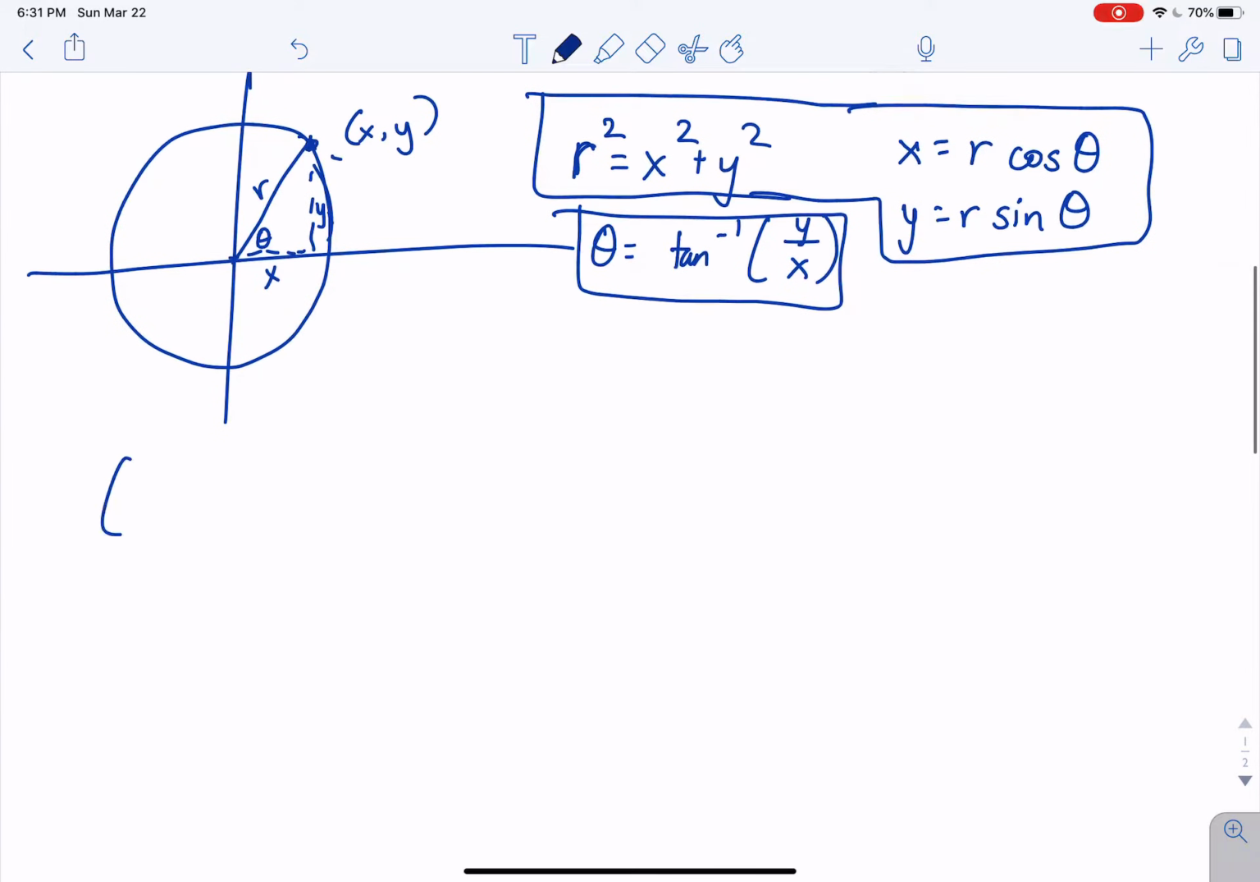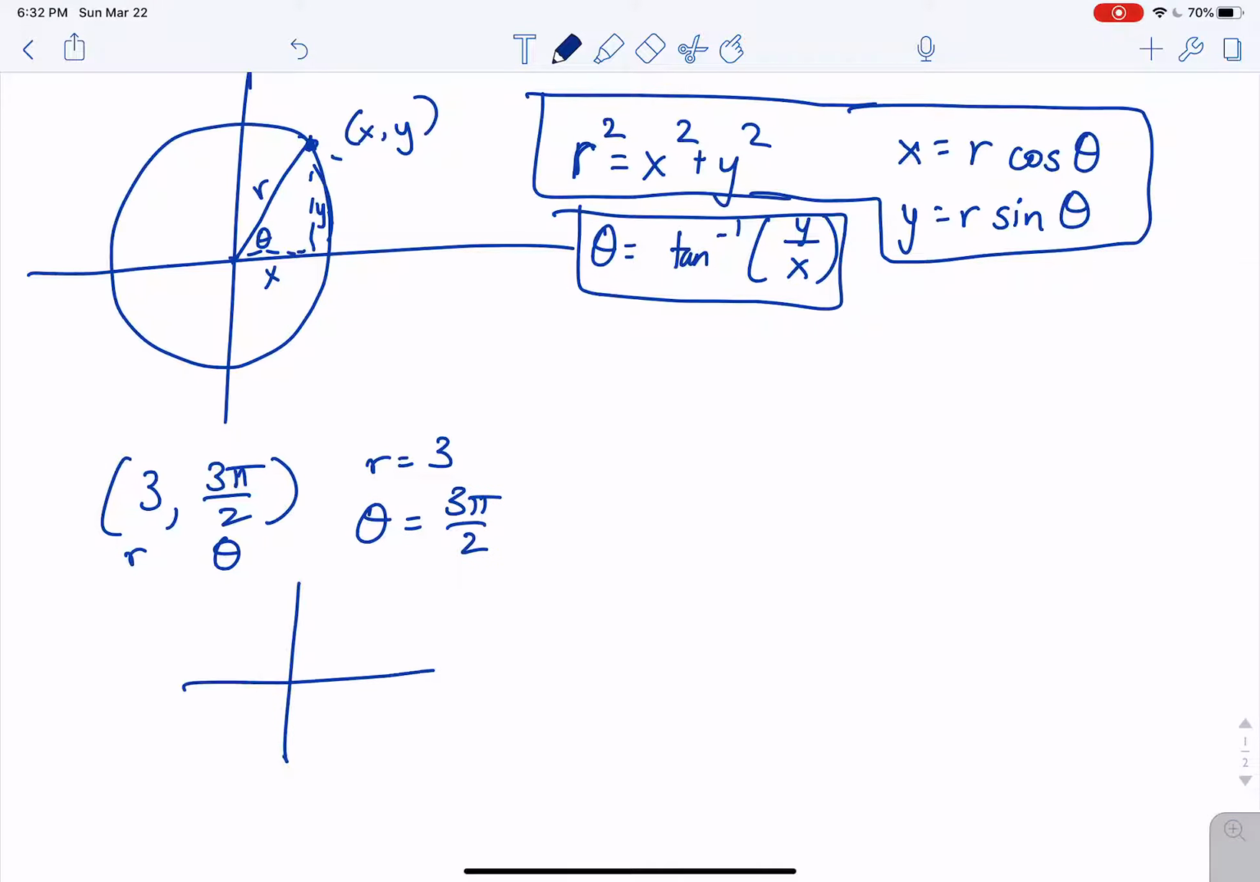So if I had the point 3, 3 pi over 2, this is in polar. So this is r and this is theta. So I know r is 3, theta is 3 pi over 2. It helps to graph it out to see where it is. So 3 pi over 2, that's down here, and then 3 in this direction, that's somewhere down here. Well, just looking at it, I know it's going down a distance of 3, so it has to be 0, -3, right? But I can use these conversion values as well.